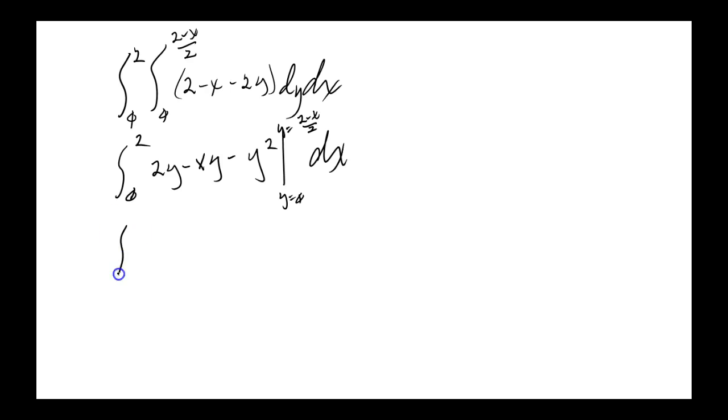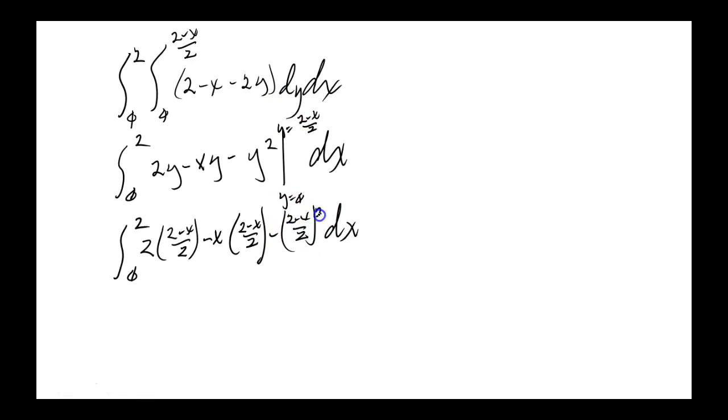So let's simplify this a little bit. Still going from 0 to 2. We're not ready to do that last integration yet, but let's plug in the values. So 2 times, and the first y up here is 2 minus x over 2, minus x times 2 minus x over 2, minus 2 minus x over 2 squared. Then we could do the same thing with respect to 0, but that would give you a 0, a 0, and a 0. So they're not going to contribute anything.